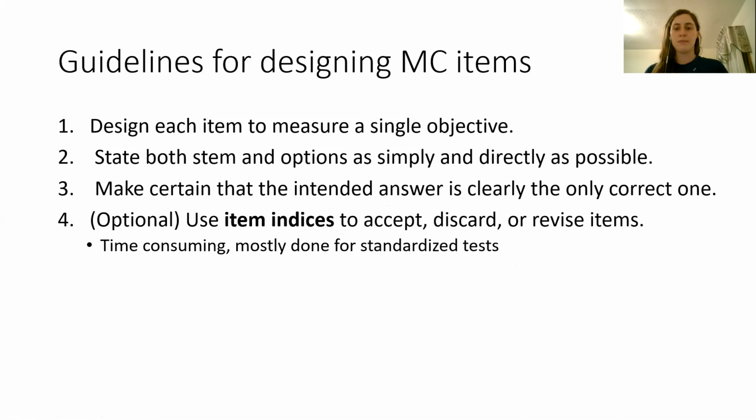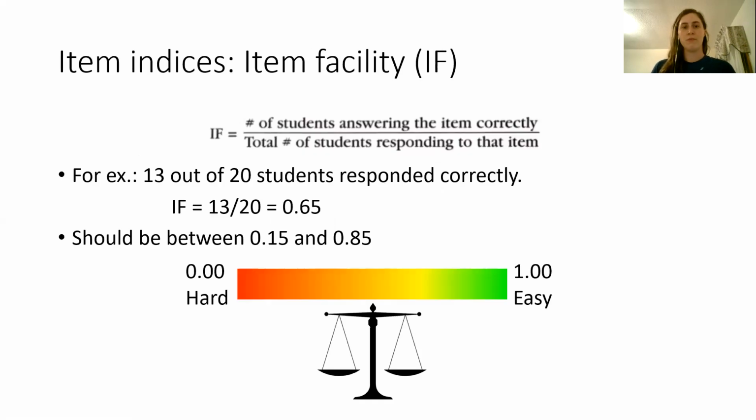All right, and something that's optional is you can use item indices to accept, discard, or revise items. However, this is a time-consuming process, so it's mostly done for standardized tests. But I do want to mention one, which is item facility. You take the number of students that answered the item correctly and divide it by the total number of students that responded to the item. So if 13 students out of 20 responded correctly, you would divide 13 by 20 and get 0.65. And you want to keep it between 0.15 and 0.85.